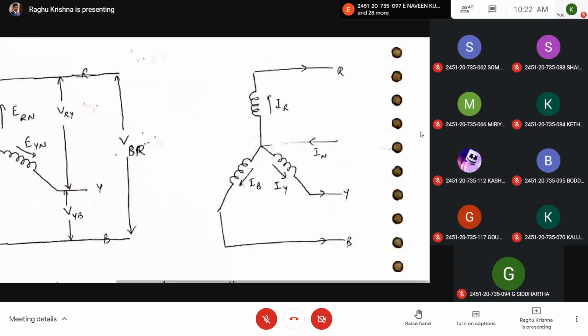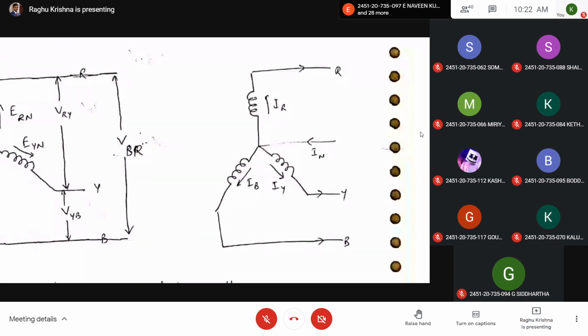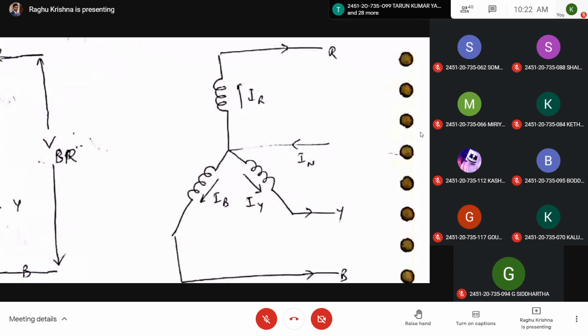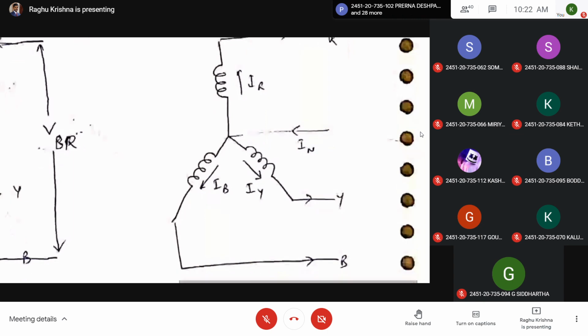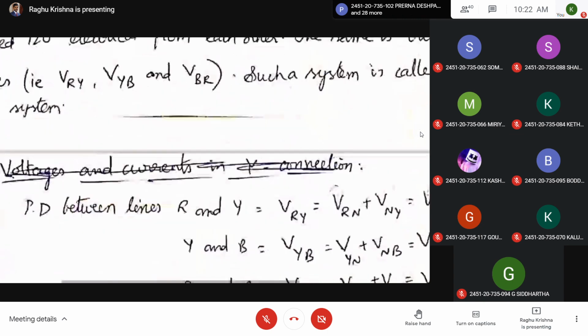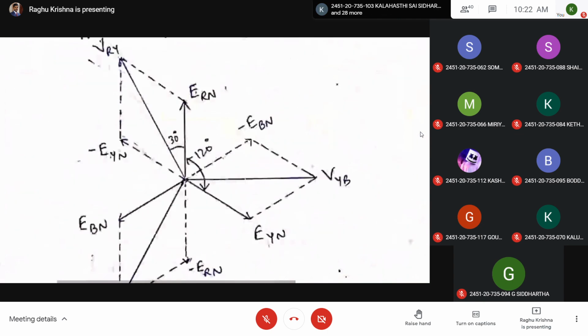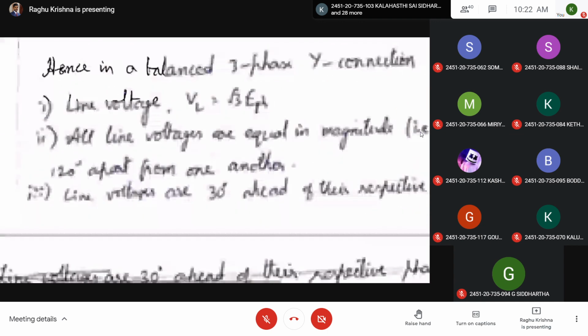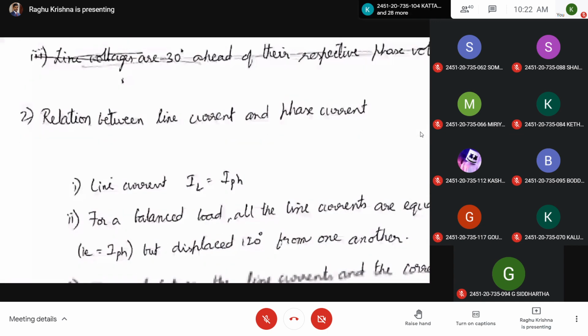Now coming to the second diagram. Here it shows the current. So phase current is equal to line current. So first point in the relation between the line current and phase current is line current is equal to phase current. Relation between line current and phase current: line current IL is equal to I phase.